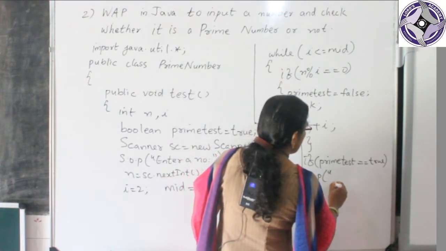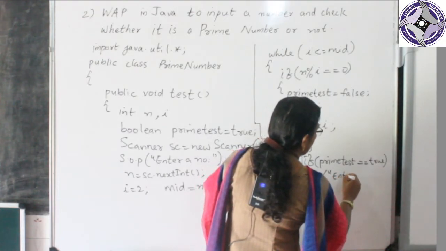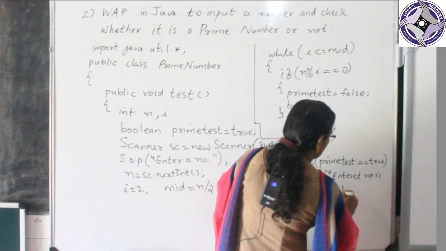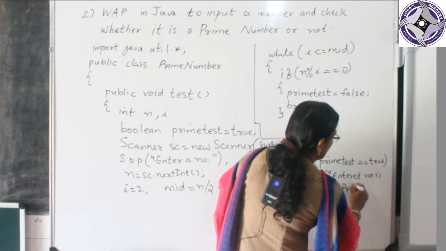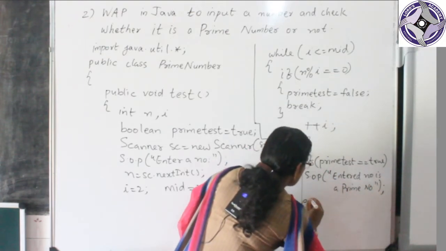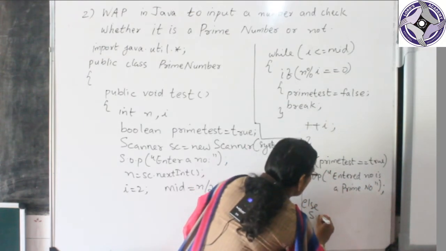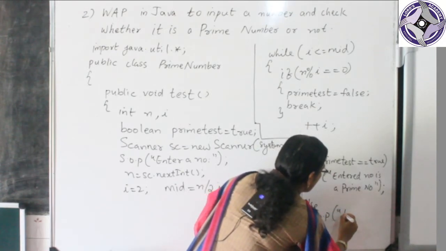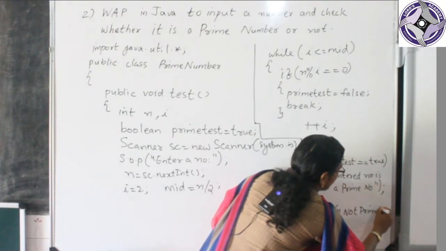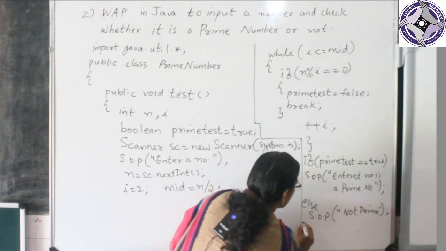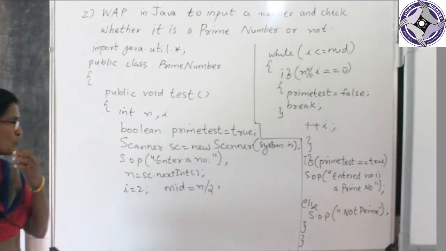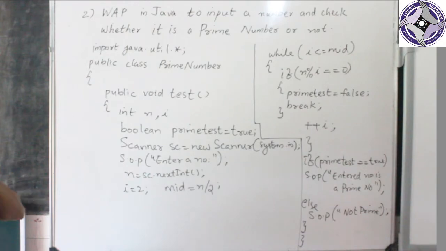System.out.println, entered number is a prime number. Else, System.out.println, not a prime number, not prime. Method is closed, class is closed. Now let us see how this program works with various inputs.